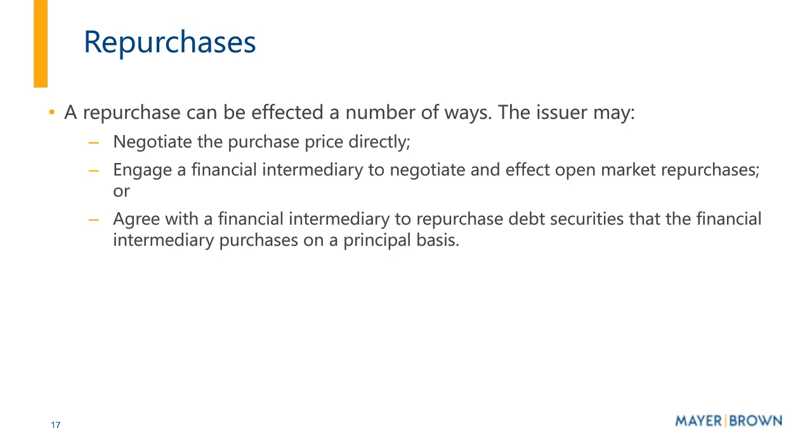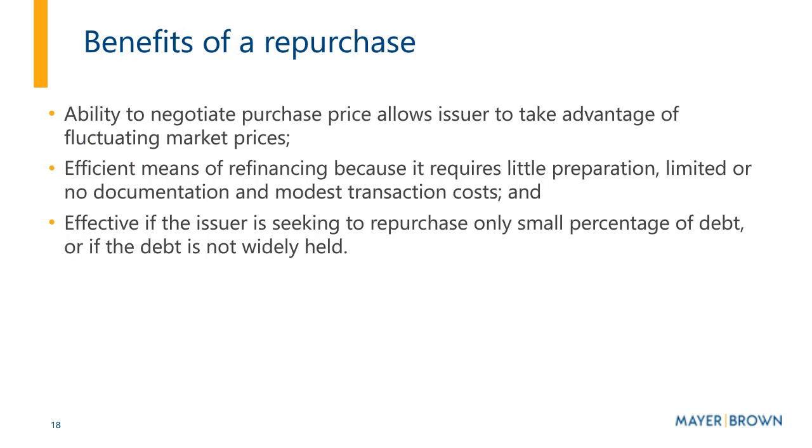Often, the original underwriter of the bonds has a good sense of who holds the bonds since they knew who the initial purchasers were, and often make a market in the bonds. The third way is that the issuer can also agree with a financial intermediary to repurchase debt securities that the financial intermediary purchases on a principal basis, which may be through market making or otherwise. Direct or open market purchases have a number of advantages over redemption or other forms of repurchase.